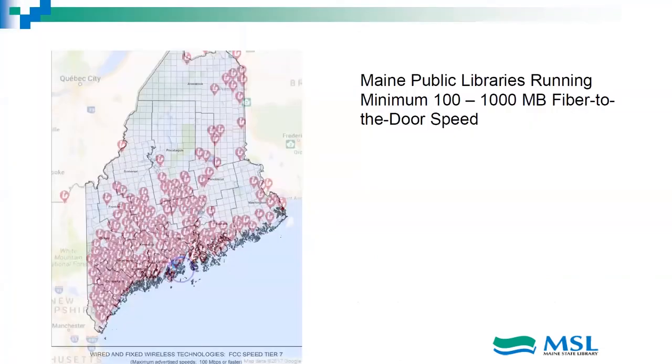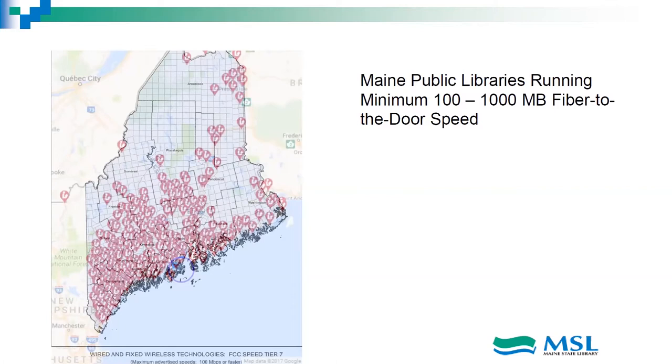All right. So here's a quick capture of the Maine landscape. What you're seeing are Maine public libraries and where we're located across the state. And more to the point, down the bottom of that screen capture is the wired and fixed wireless technologies, FCC speed tier 7, which is everybody that has 100 or more megabits per second coming to the door, fiber.